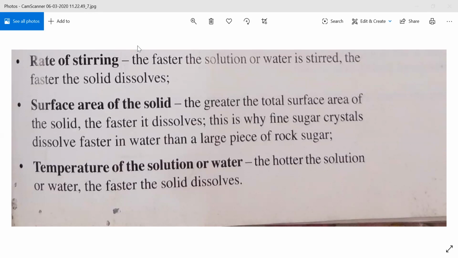Number three, temperature of the solution or water. The hotter the solution or water, the faster the solid dissolves. It means that the temperature of a liquid, if we are taking water, should be hot, because if it is cold, then it will take a lot of time to dissolve in the water. So the hotter the solution or water, the faster the solid dissolves.